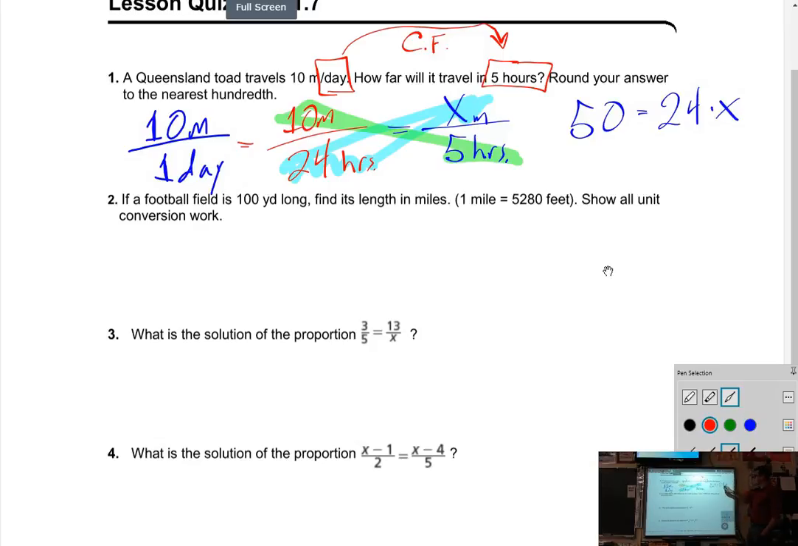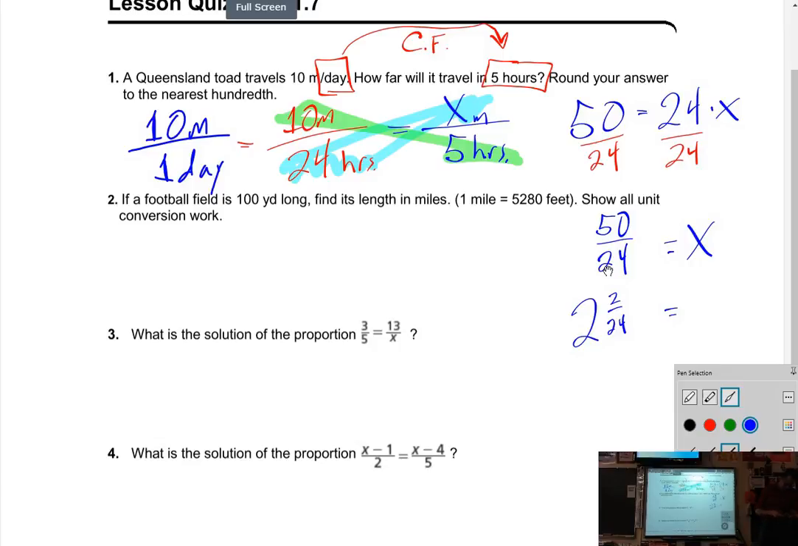Now to isolate that x, since there's multiplication holding it together, we want to do the division, and we get x equals 50 over 24, which comes out to be 2 and 2/24, which is really 2 and 1/12, which comes out to be 2.083 if you care as a decimal. And that would be meters. So in 5 hours, that toad could travel approximately 2.083 meters.